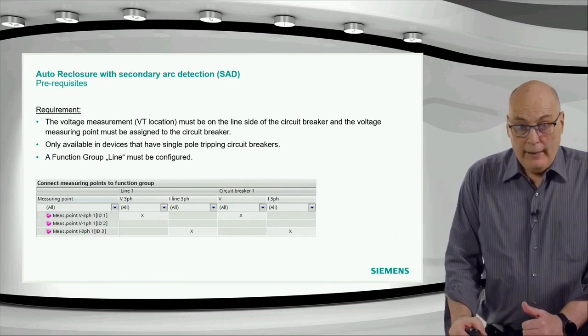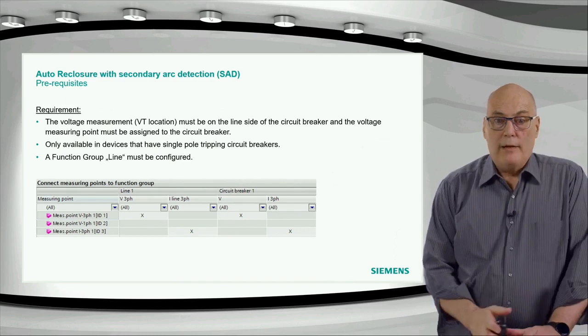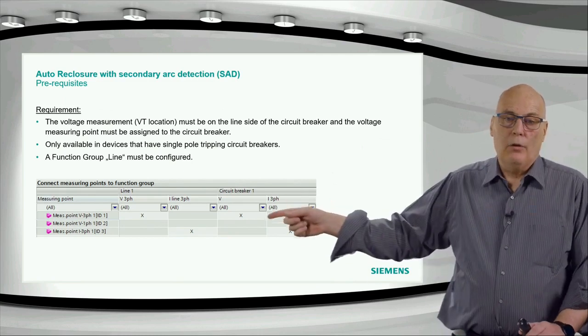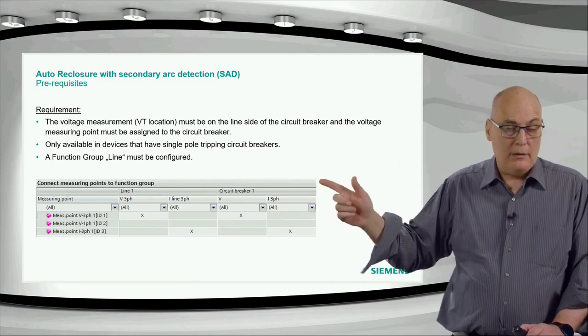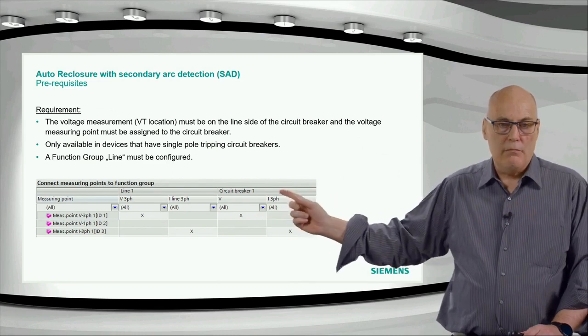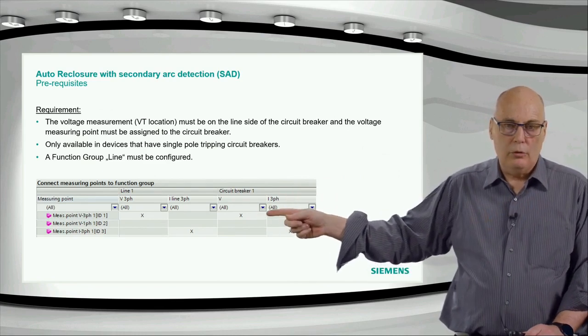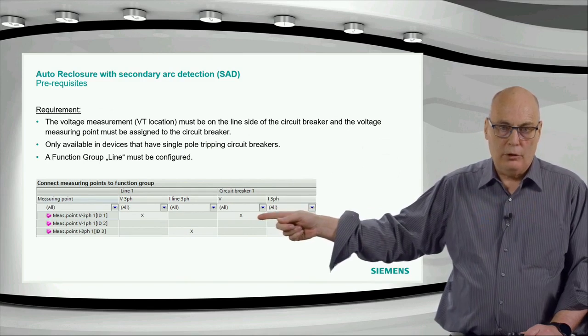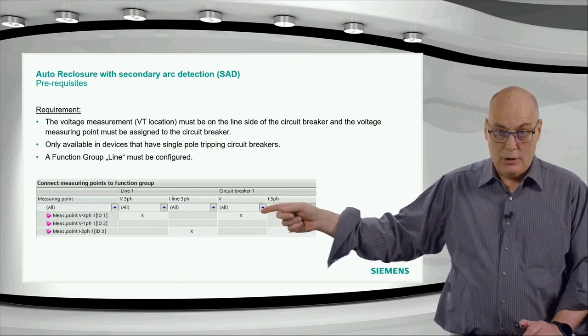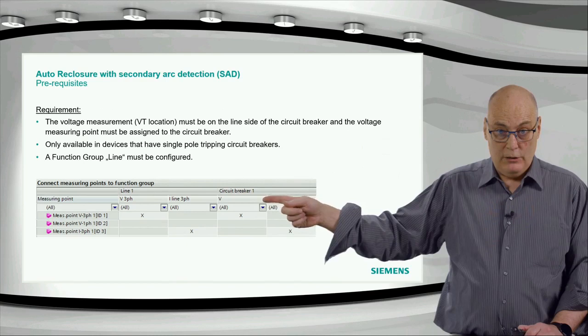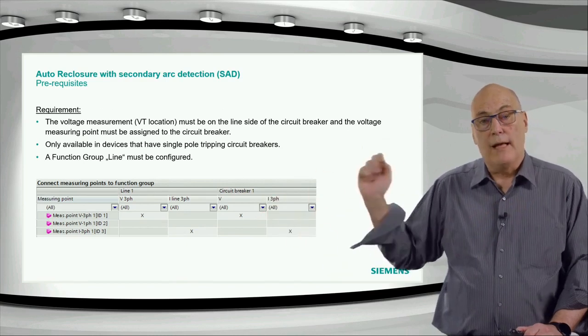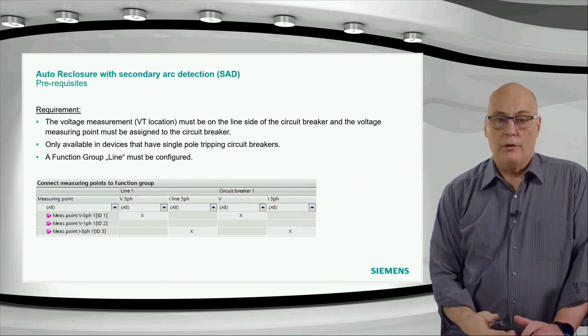In order to implement that, as I said 3 or 4 slides back, we need the voltage on the line side. So it must be a line side connected VT, and basically in the Dixie 5 routing, you route it here on the circuit breaker. This voltage transformer is typically for operational measured values. But in this case, this voltage that you have routed here will also be used as your voltage to monitor the secondary arc.